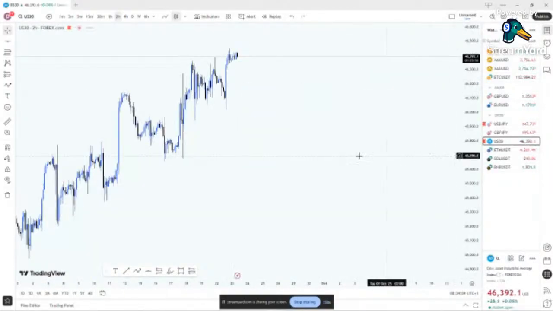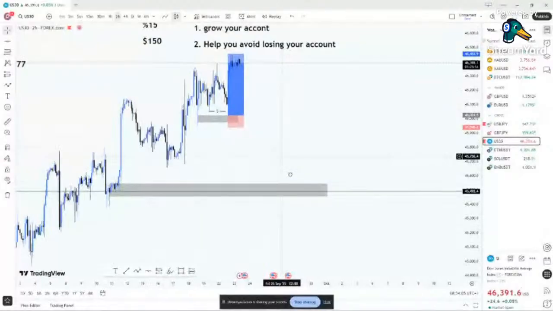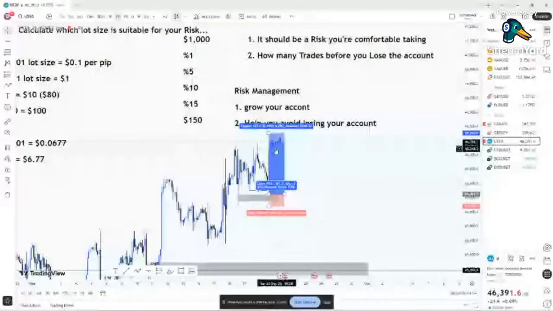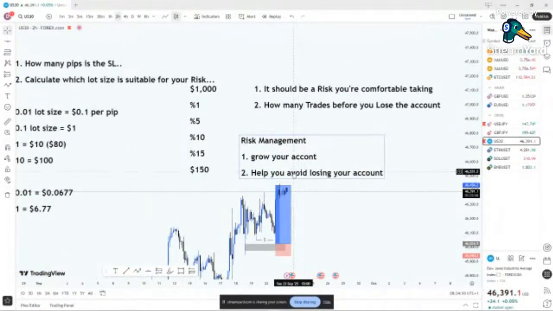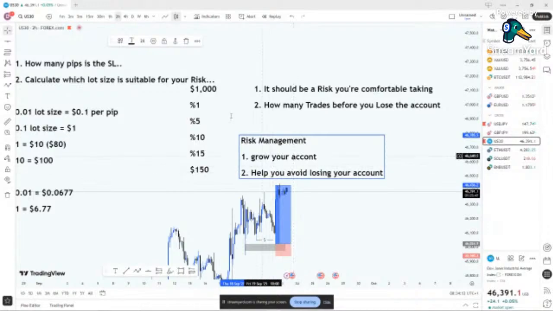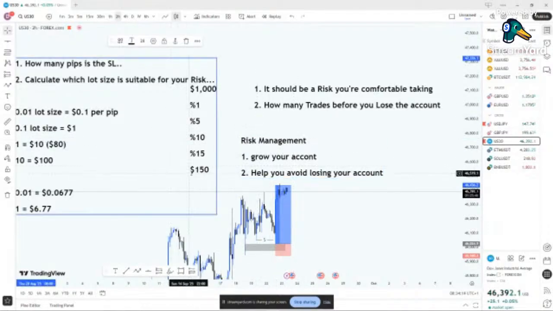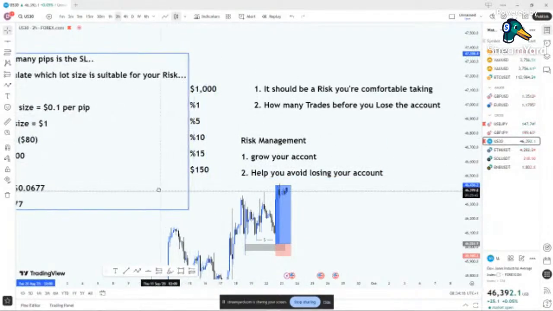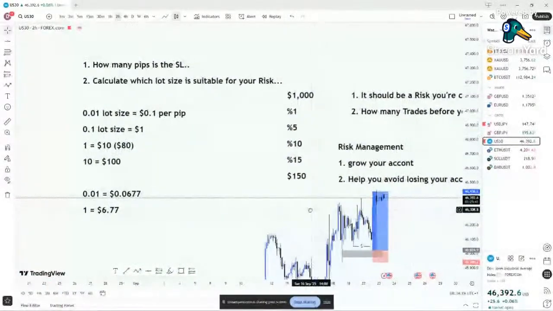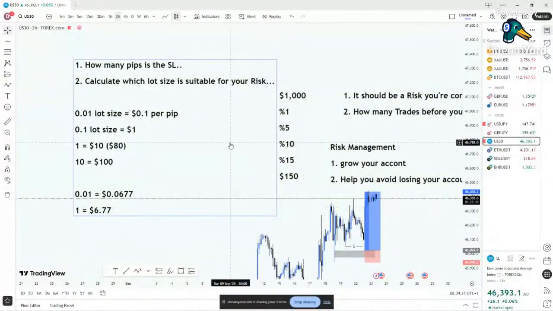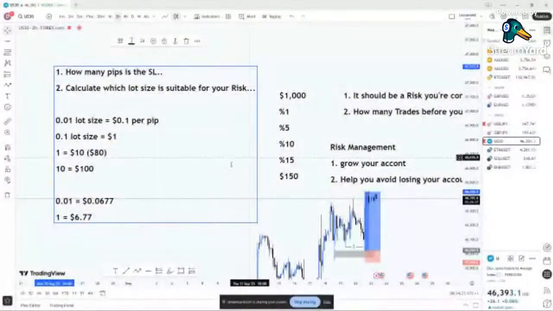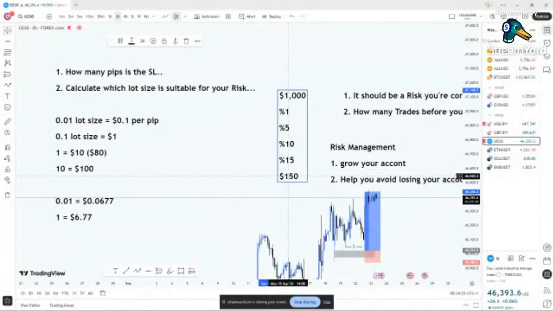Then on US30, I also took a buy yesterday, which also gave me 1:5. This was yesterday's trade. This was a class I did with my students yesterday on risk management.